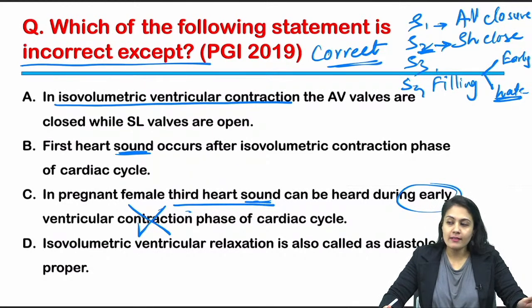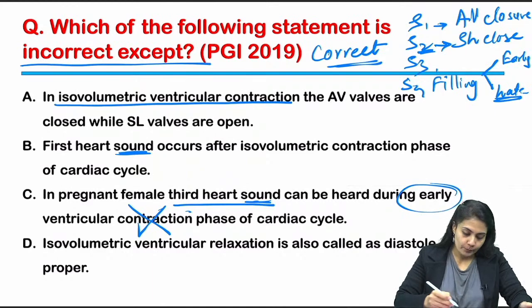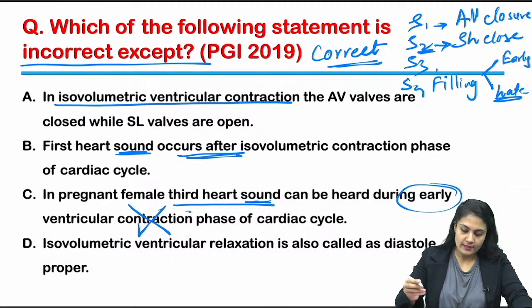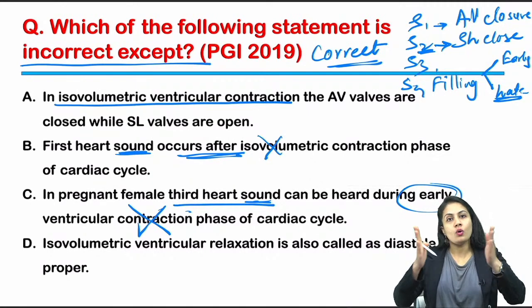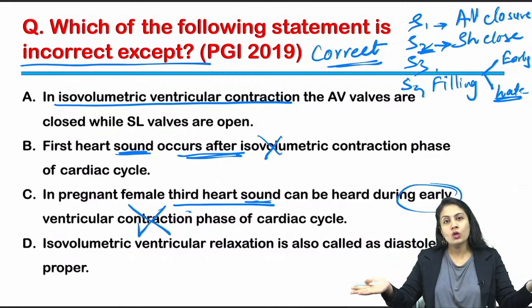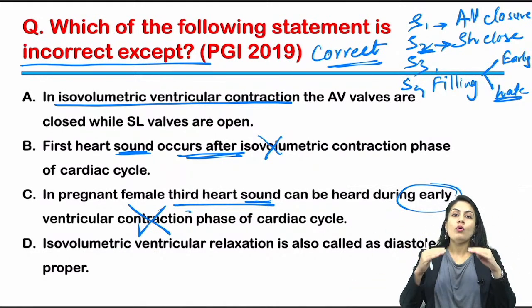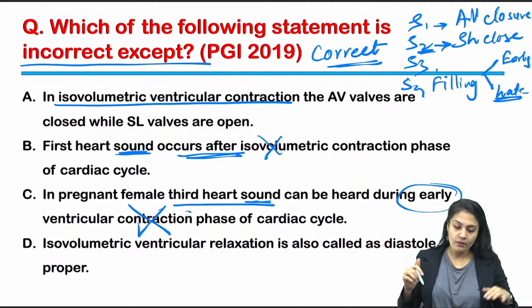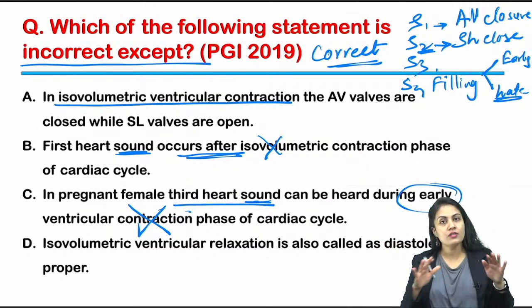Yes, I'll be discussing that also later on. Don't worry. First heart sound occurs after isovolumetric contraction phase of the cardiac cycle. No, in isovolumetric, no valve will open, no valve will close. In the iso, both valves are closed. They are not closing, they are already closed, and then only the isovolumetric will start. So this is also not correct.